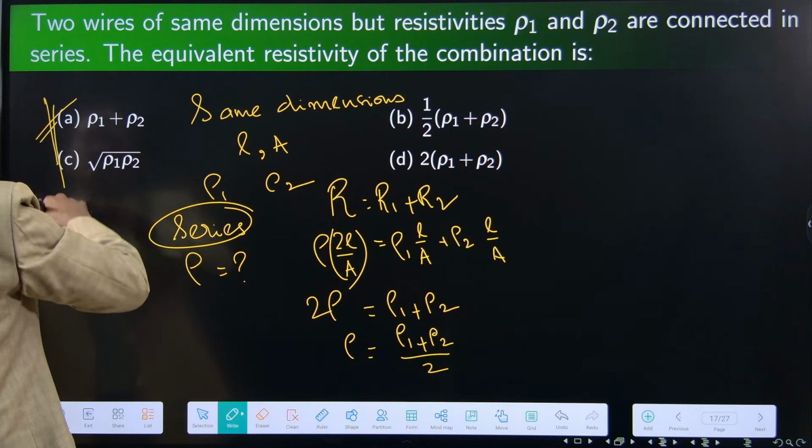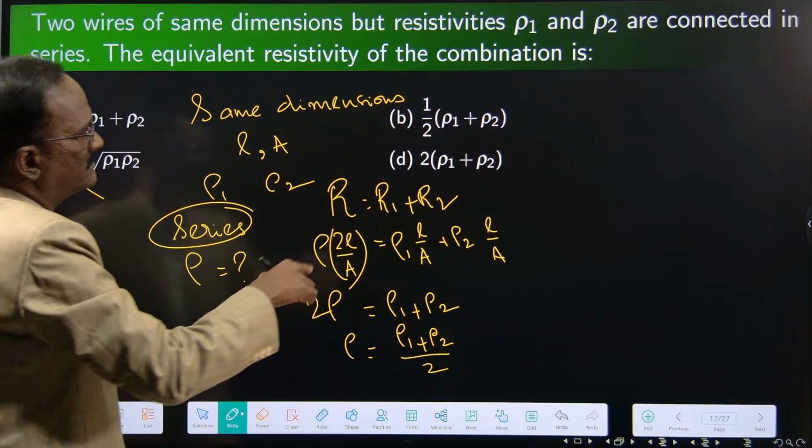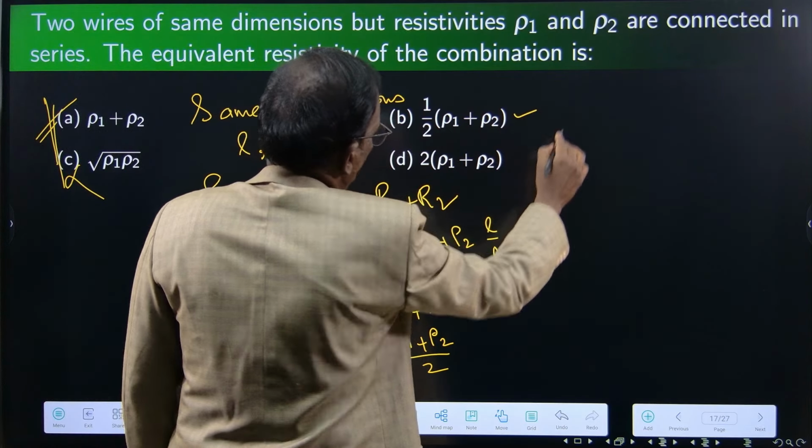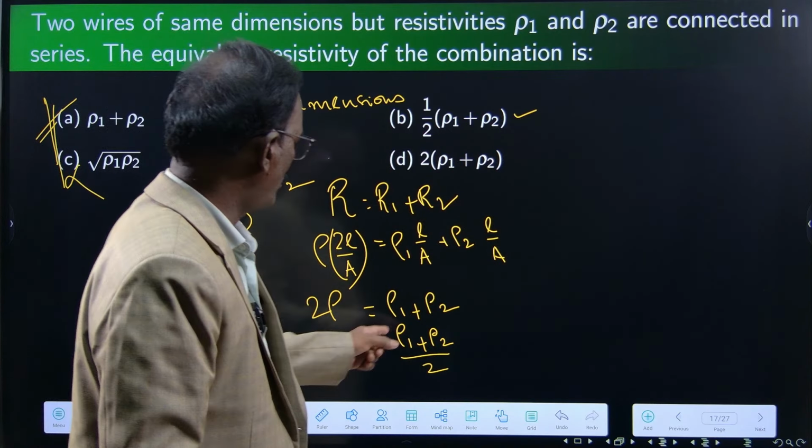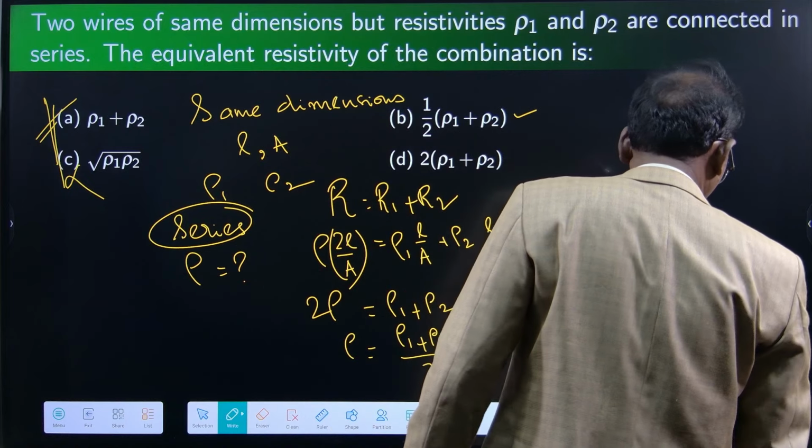Option C is wrong, half of rho 1 plus rho 2. Option B is right: rho 1 plus rho 2 by 2.